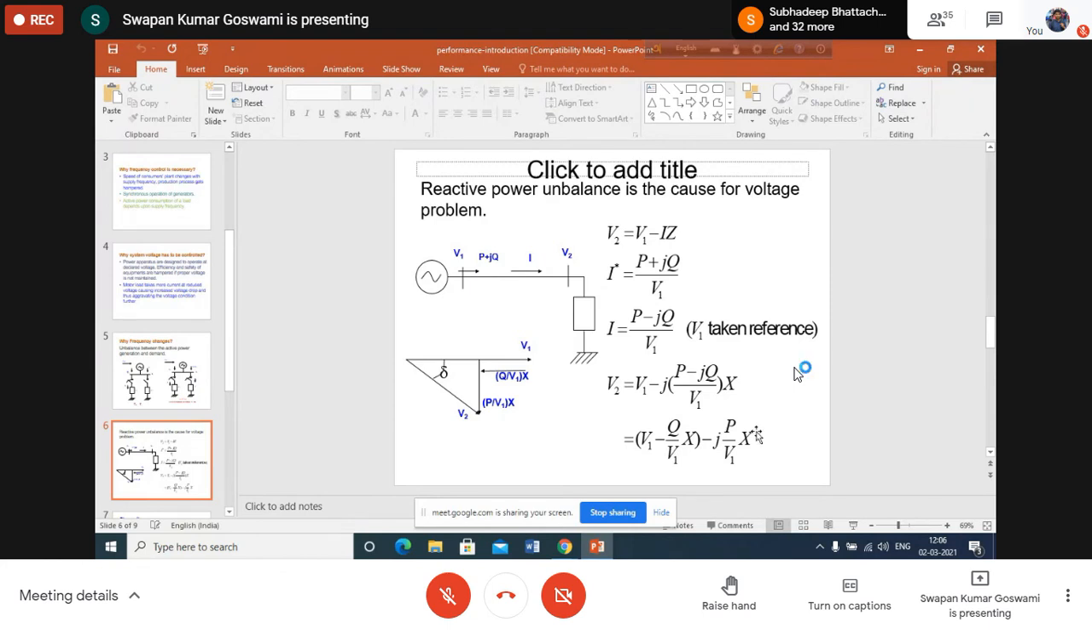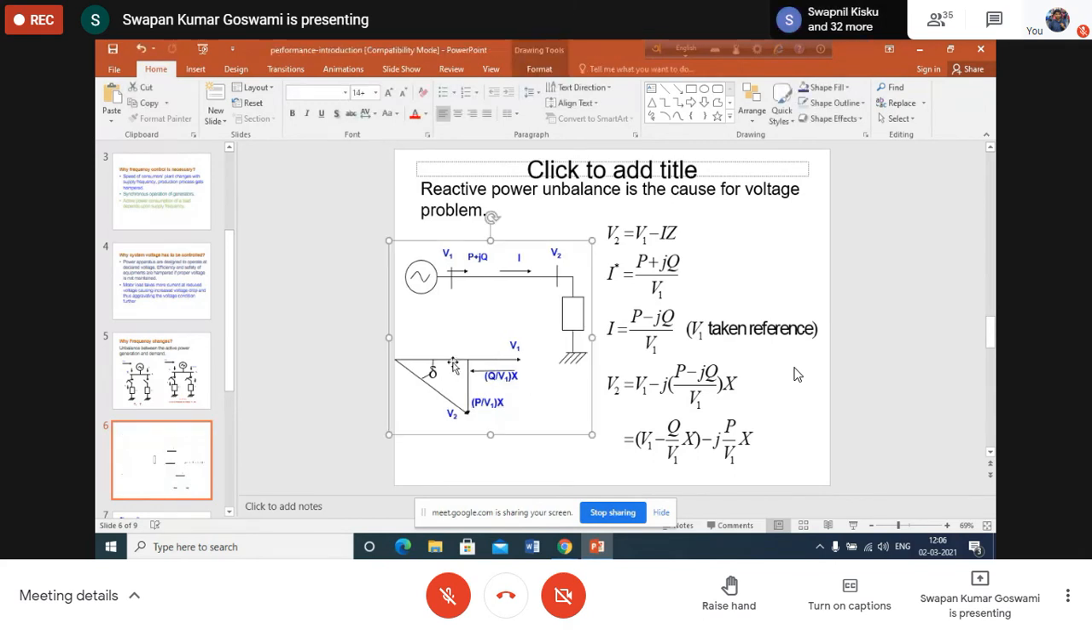Okay, when P is varied, this perpendicular component is changing. That means the phase is changing mostly. If we change Q, then this in-phase component, that is totally out of phase basically, is reducing the voltage. Q is more means there is more voltage drop. Phase angle change is not much.